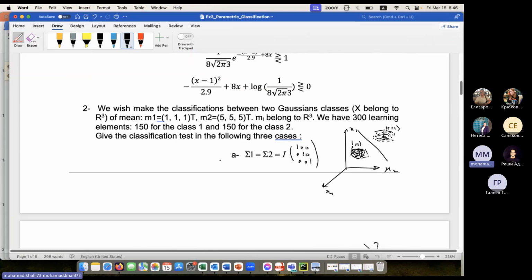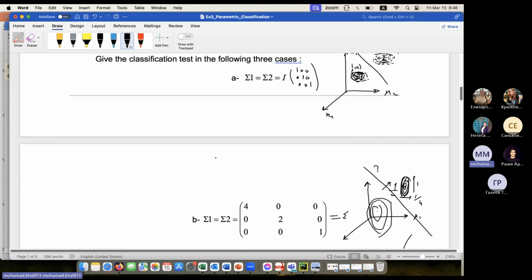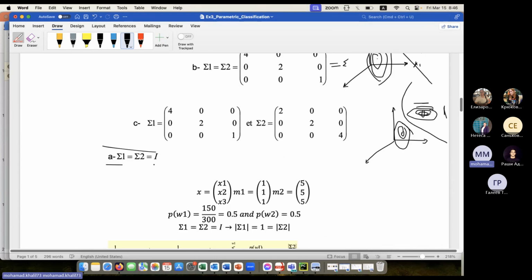I didn't do any solution, I just wanted to give the classification test. I explained to you what the kinds of data are. Here's the solution, and we will go through the solution. Yes, ask me a question.